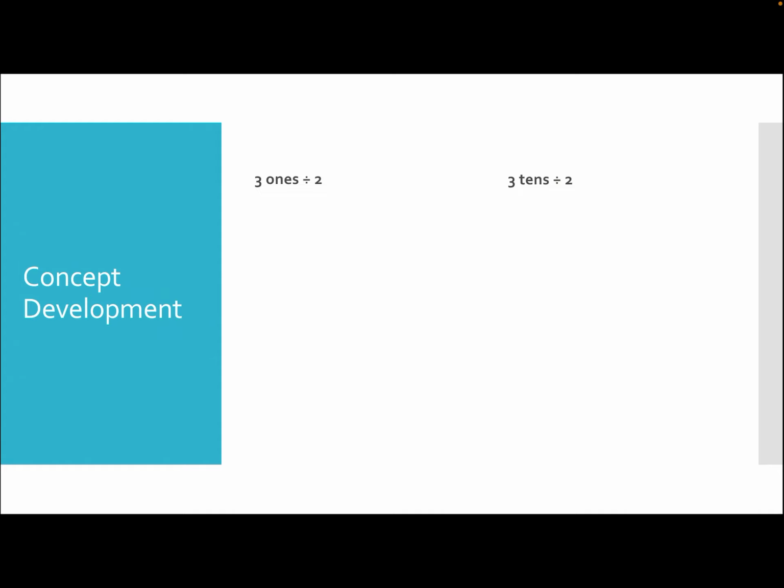So you can see here that we have two problems, 3 ones divided by 2 and 3 tens divided by 2. So I am going to take this and put it in my place value chart. I've got my tens, I've got my ones. So it says I have 3 ones. 1, 2, 3. And we know that the larger number is called our dividend. And our smaller number tells us how many groups we have, and it is our divisor. So we need to take these 3 ones and divide it into 2 equal groups.